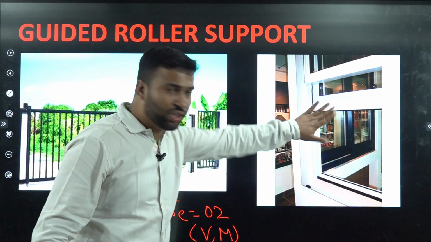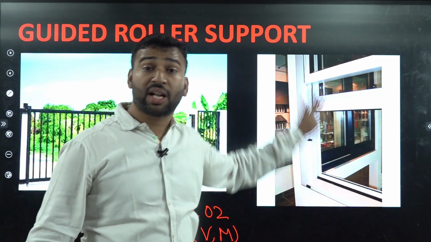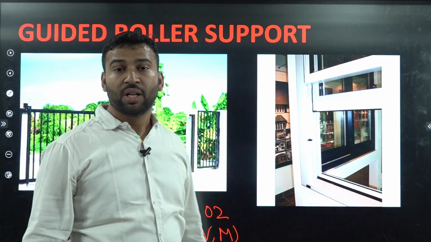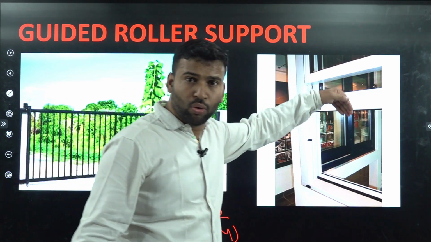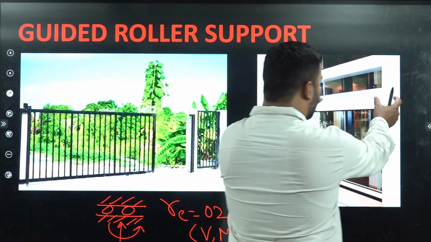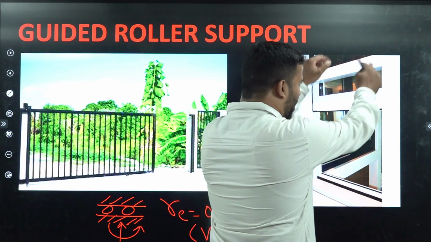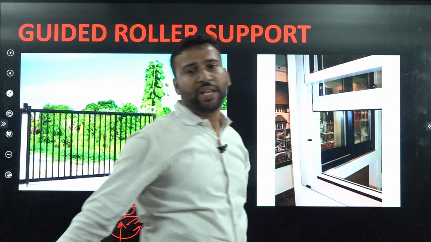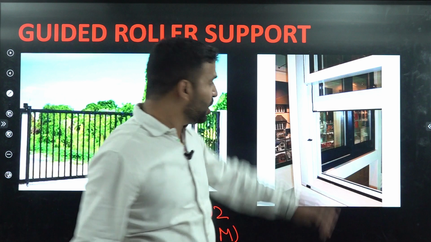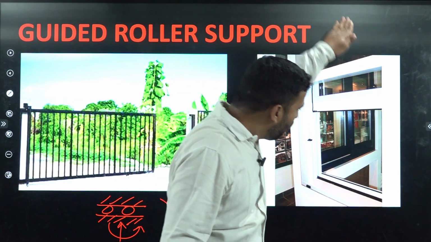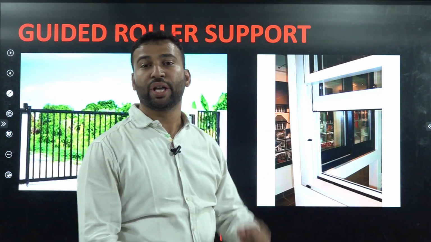Now this is a case of vertical guided roller. This is a particular window. If we open the latch from here, it will freely fall under gravity. What does it mean? It means that here vertical movement is allowed.